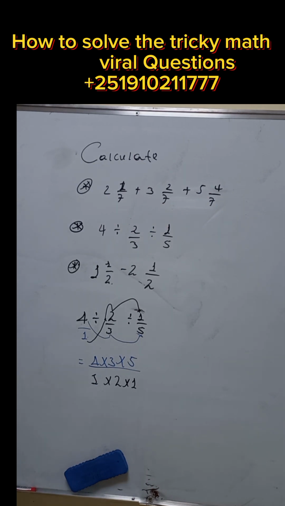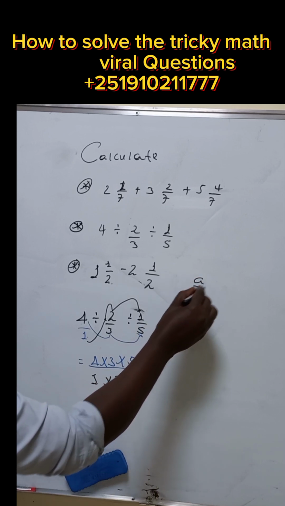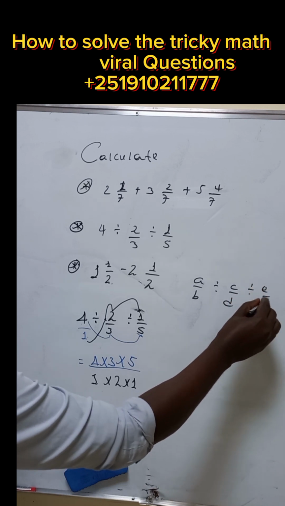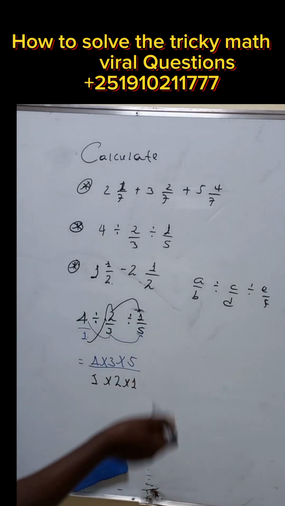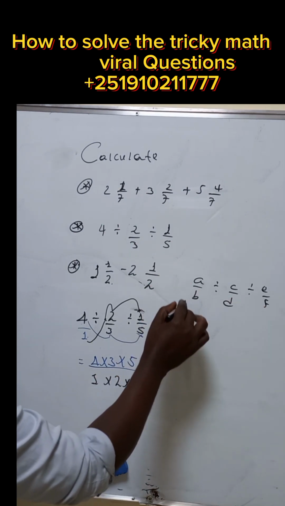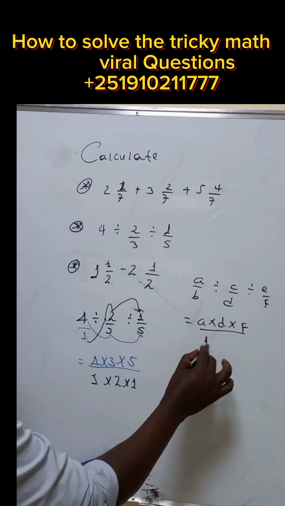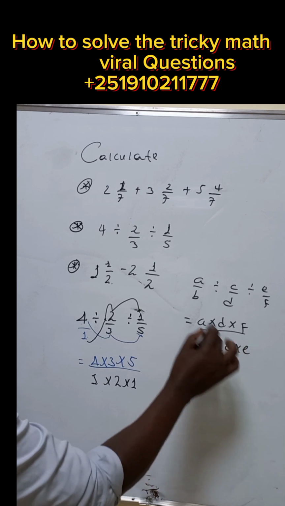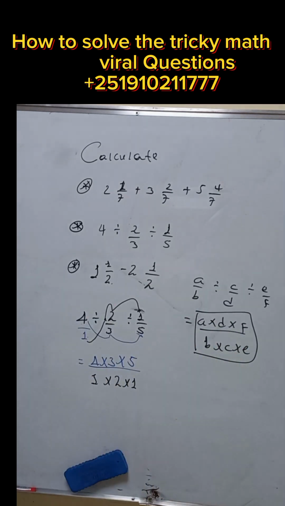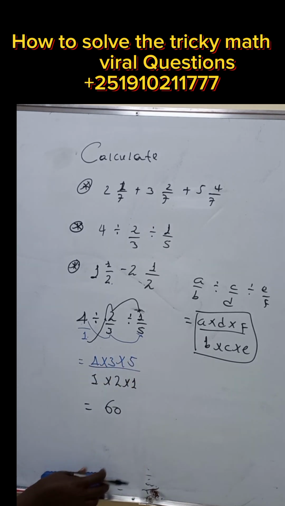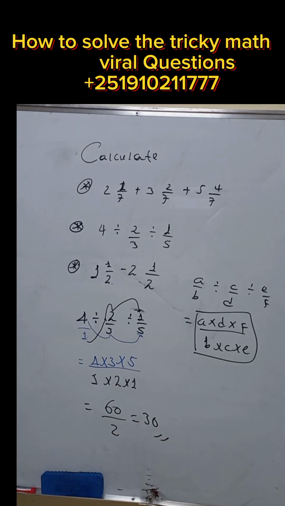Whenever we have this different kind of fraction, for example, if we have a over b divided by c over d, and again this is divided by e over f, how could you simplify this problem? This is going to be a times d times f over b times c times e. This is the simplification of this one. Then finally 4 times 3 is going to be 12 times 5 is 60 over 1 times 2 times 1, this is exactly 2. So this is the solution of how to do it.